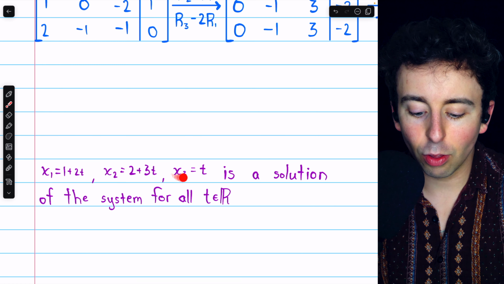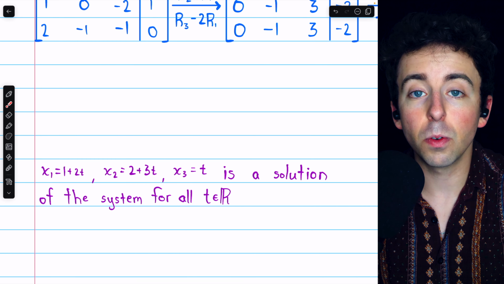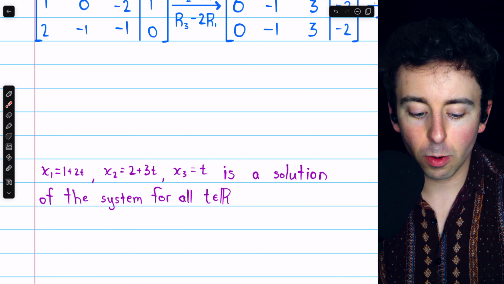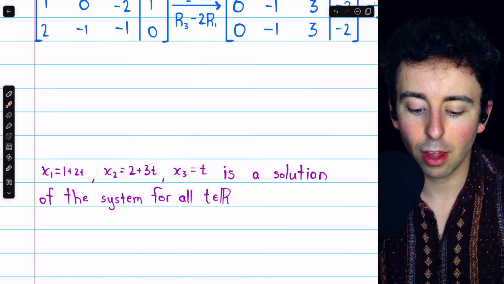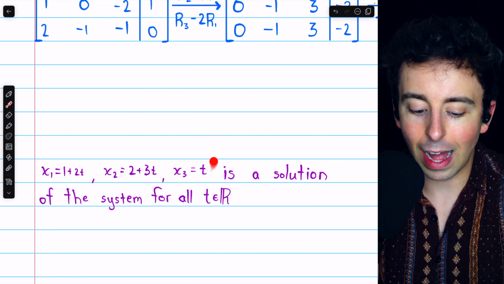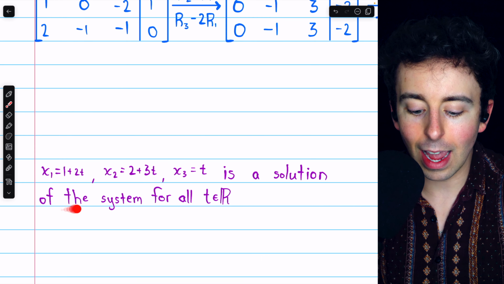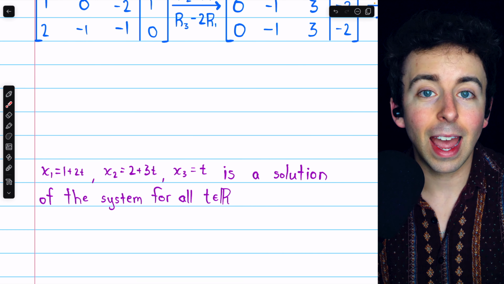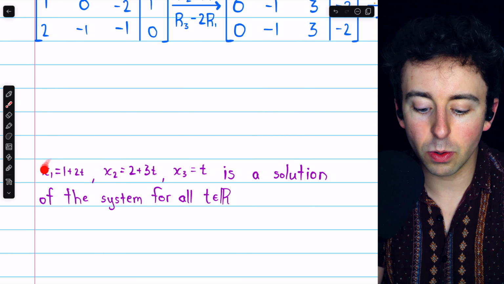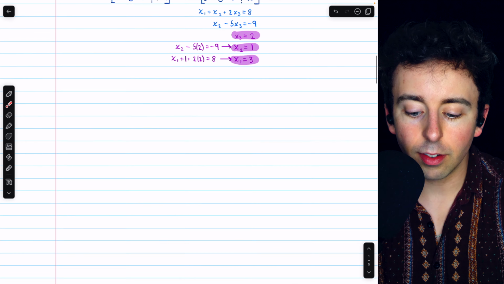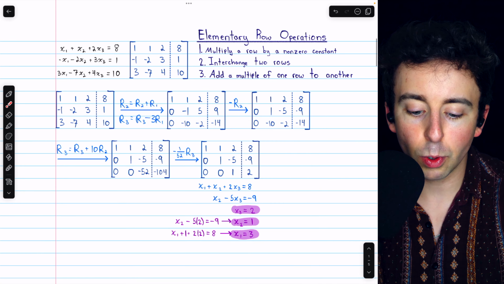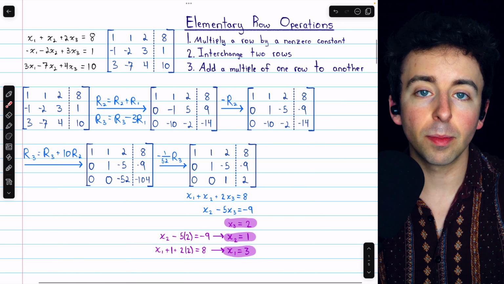We found that x3 is free to be whatever value t that it likes, and from there, x1 is equal to 1 plus 2t, and x2 is equal to 2 plus 3t. Any triple of values like this is going to be a solution of the system. Any real number t can be chosen, and you can get another solution. So that's how to solve systems of linear equations using augmented matrices, elementary row operations, and back substitution.